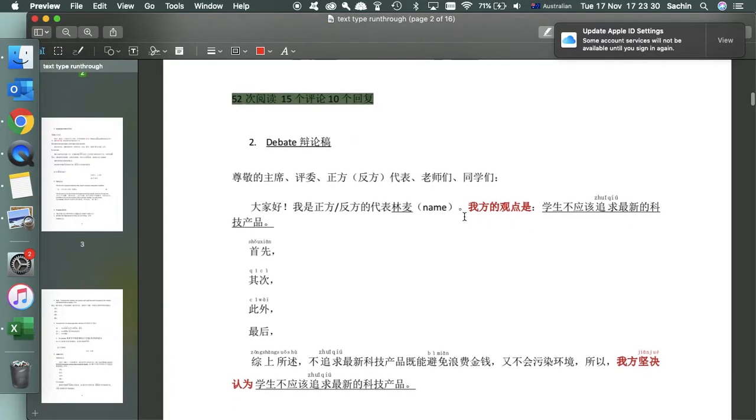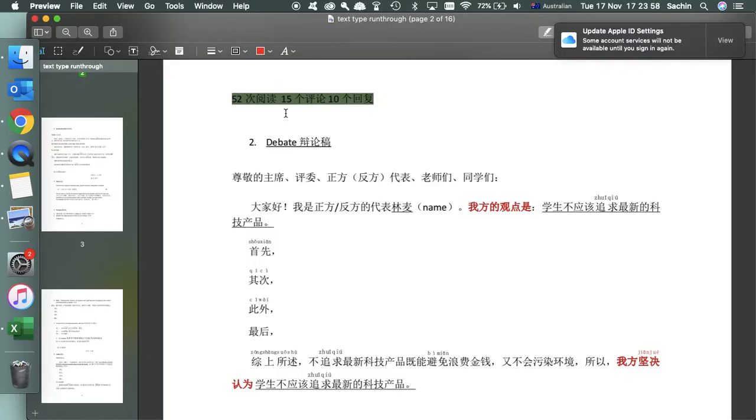Moving on to the second, we have 辩论稿. So this is a debate, and the IB also loves this one. What you're essentially doing is you are either the affirmative or negative side of a debate on a topic, and usually you'll present a scenario like you're doing a school debate in your class. You are the affirmative side, talk about blah.